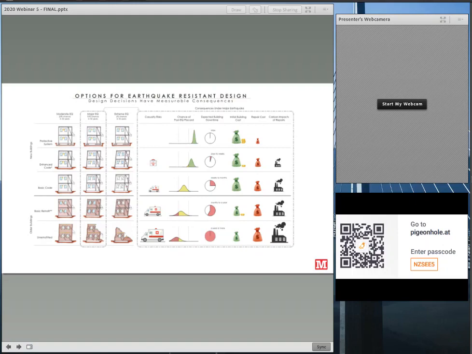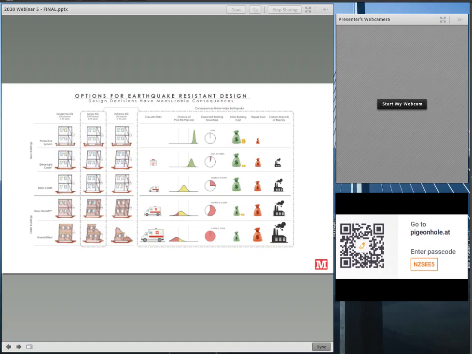This is a graphic that I developed for FEMA. FEMA's the Federal Emergency Management Agency in the United States, and it's developed to facilitate a conversation with stakeholders about all the complex stuff in performance-based design, but doing it in a way that's simple and accessible.